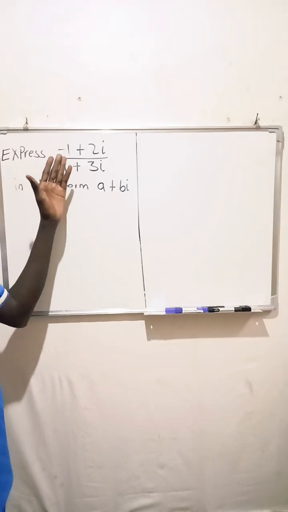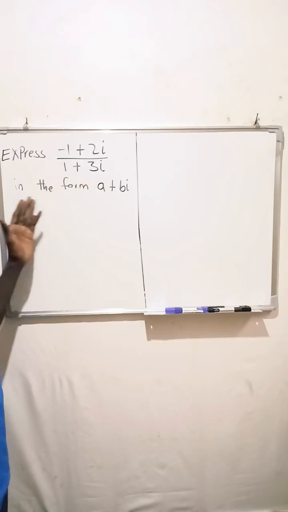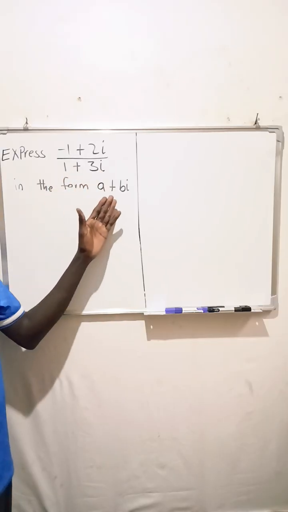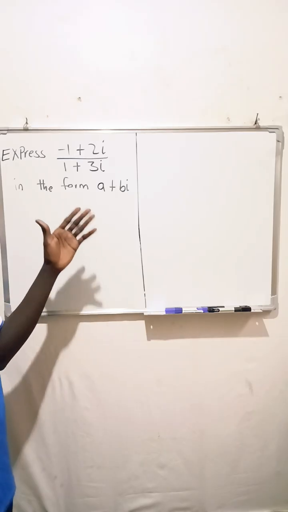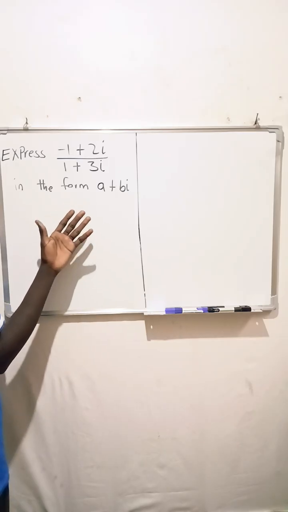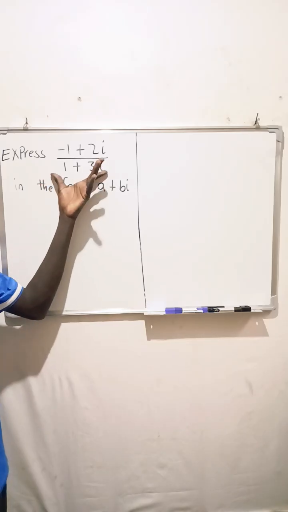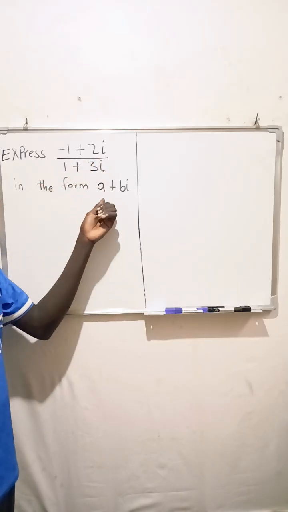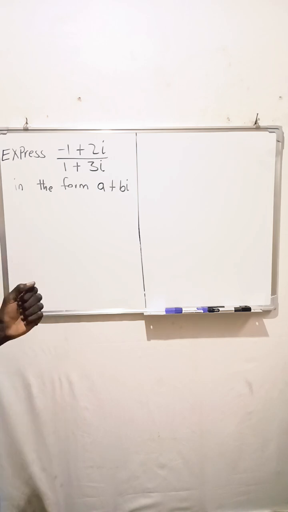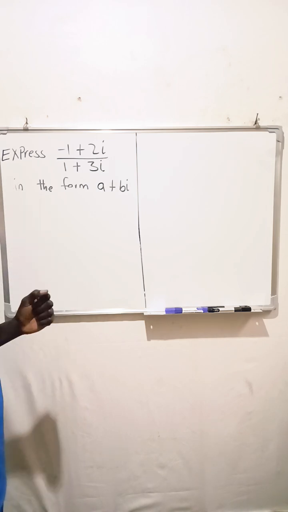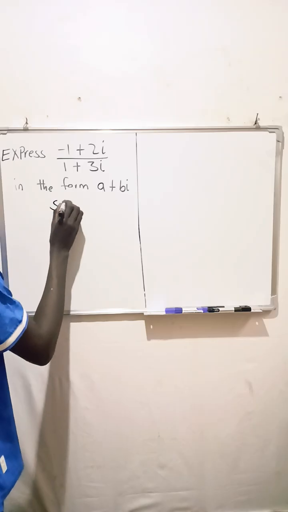Let's consider this question: express (-1 + 2i) out of (1 + 3i) in the form a + bi. This question is under complex numbers. We are asked to express this in the form a + bi. How are we going to do it? Let us start by making a solution.